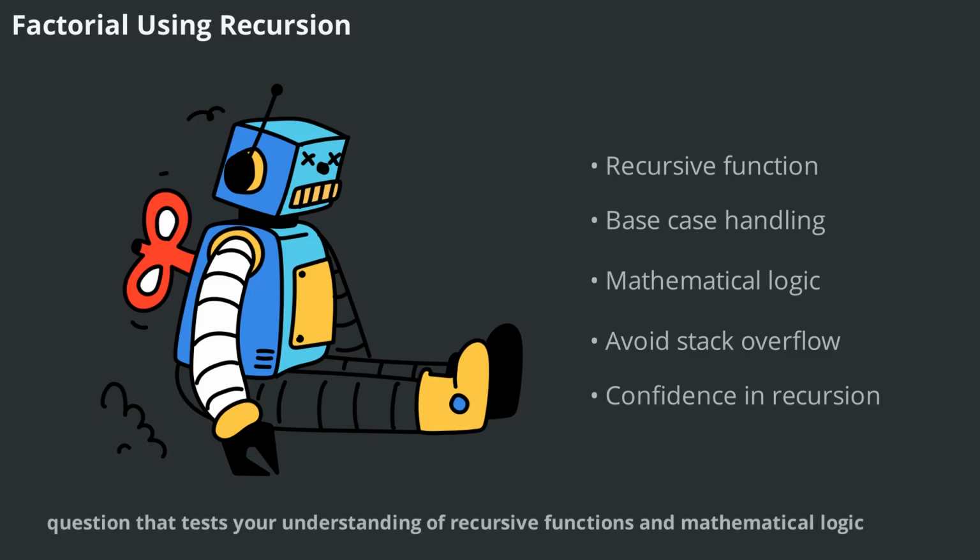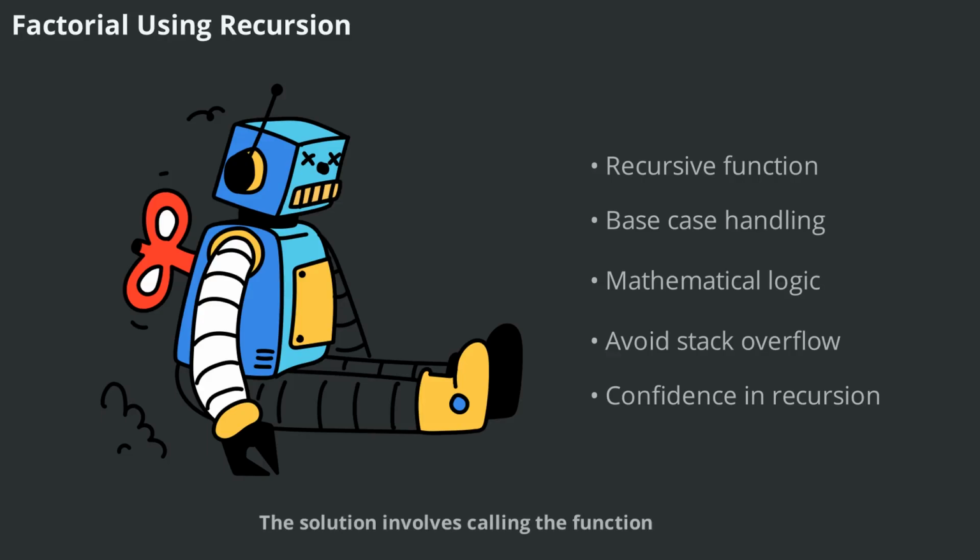Calculating the factorial of a number using recursion is a question that tests your understanding of recursive functions and mathematical logic. The solution involves calling the function repeatedly until the base case is reached. For example, factorial 5 returns 120. This problem demonstrates your ability to write recursive code and handle base cases correctly. Interviewers use this question to assess your grasp of recursion and your ability to avoid Stack Overflow errors. Practicing this helps you build confidence in recursive thinking.